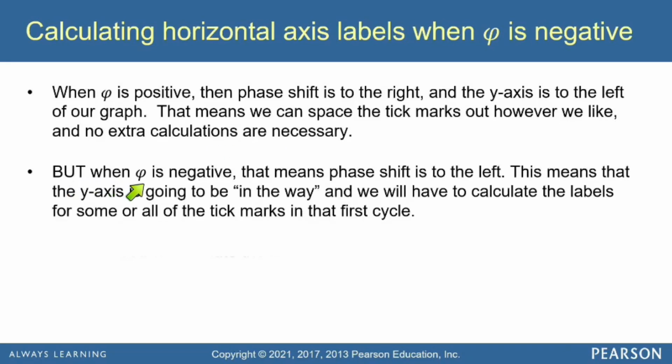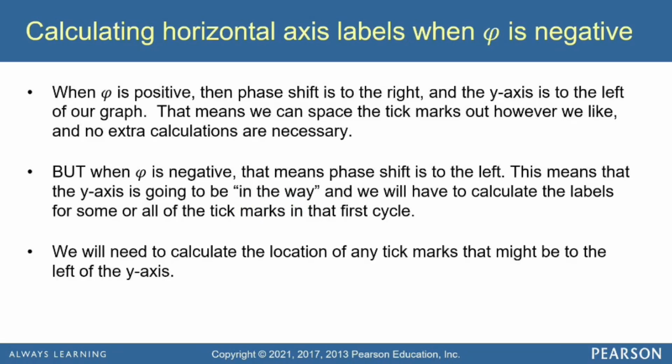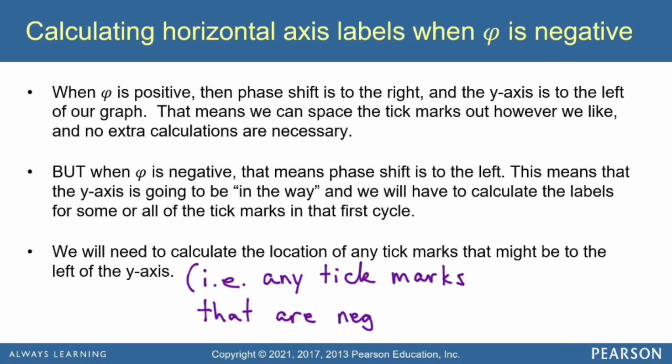But when your phase shift is negative, that means phase shift is to the left, and that means when you're laying out your 4 tick marks, you're going to have to cross the y-axis. So at that point, the y-axis is kind of in your way. That means we need to figure out which tick marks belong to the left of the y-axis. In other words, we will need to find the location of any tick marks that are negative.